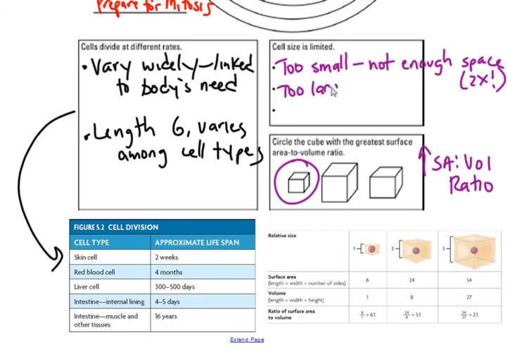If it's too large, then it's too slow to move things in and out. It's not efficient.